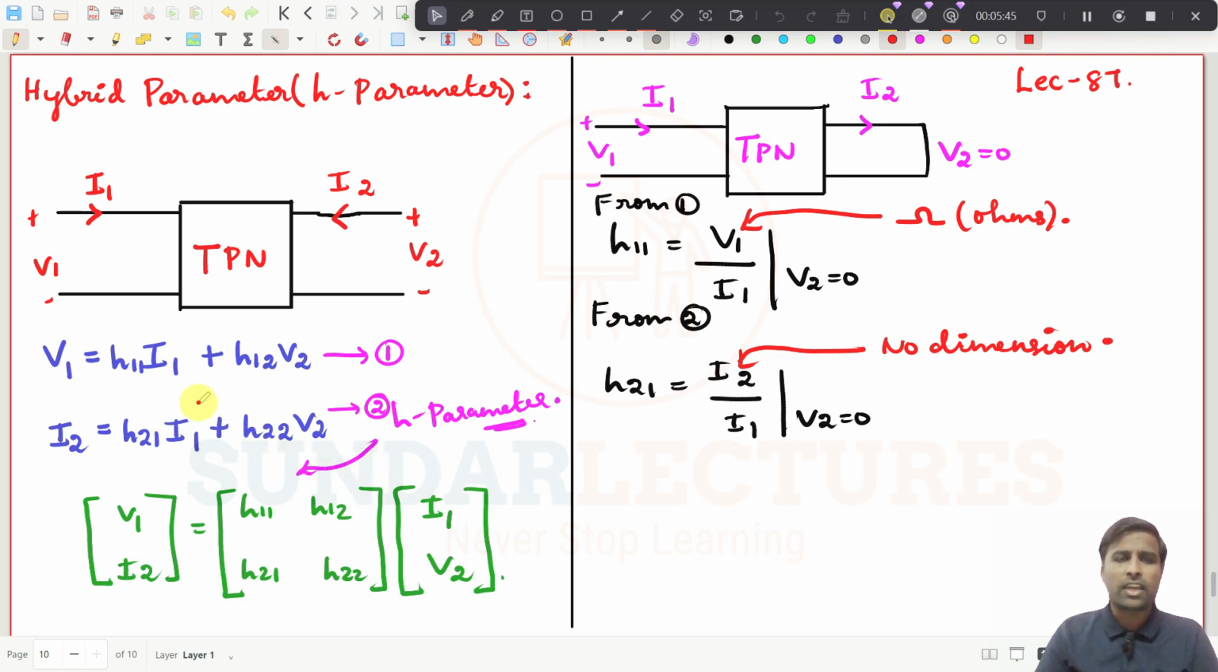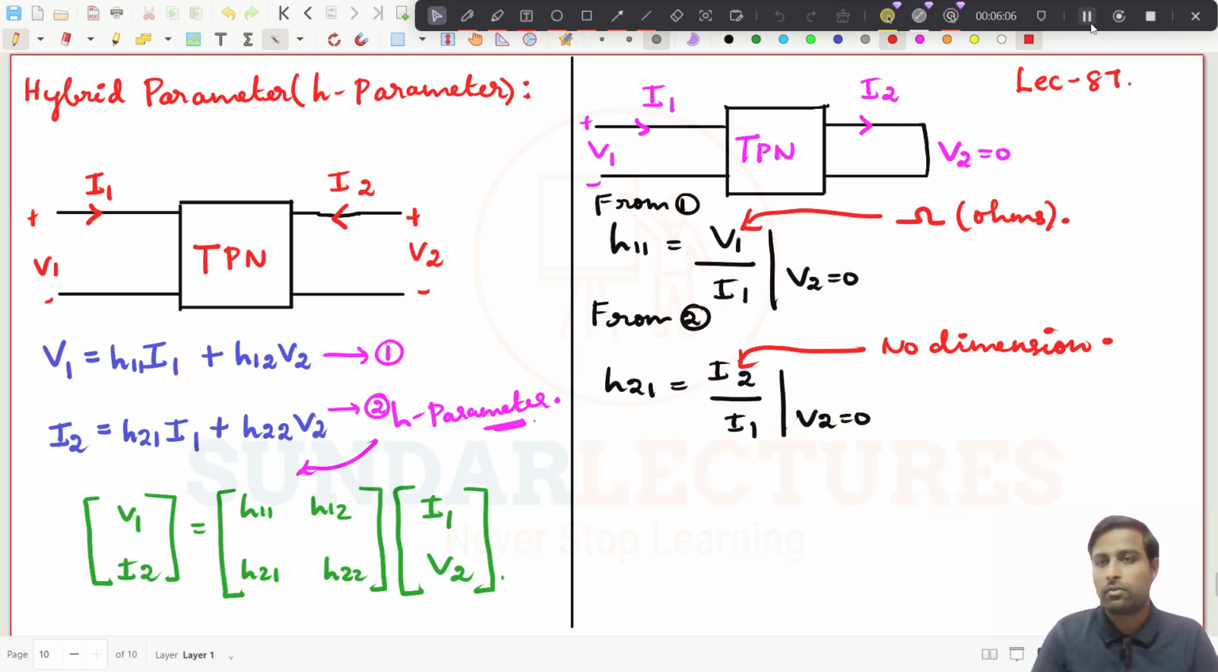And for the other parameters, you need to put I1 to be 0. What happens if you open circuit this one and you apply the voltage here? Apply voltage here, measure V1 and I2. I am not going to draw the diagram anyhow.